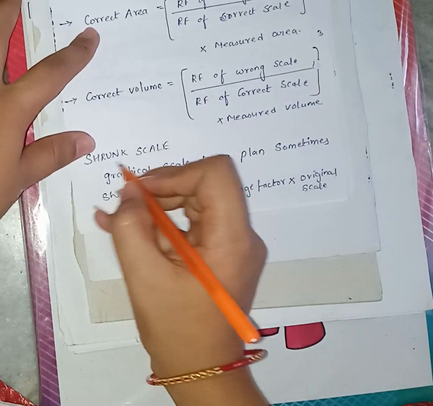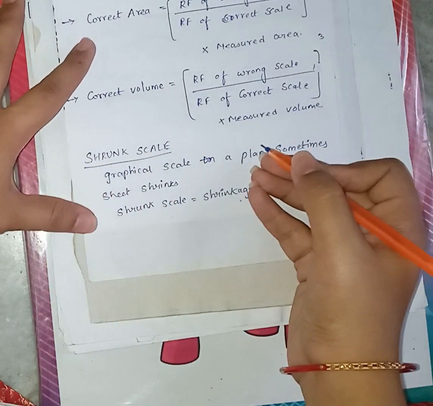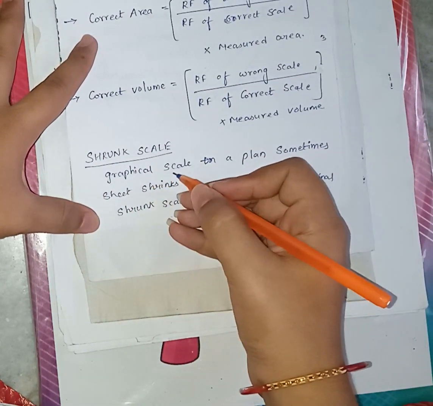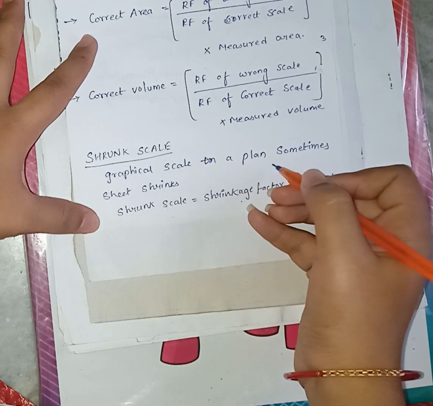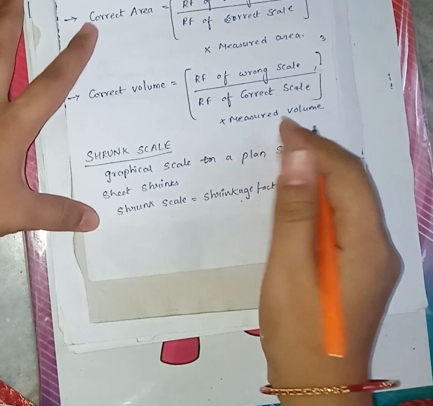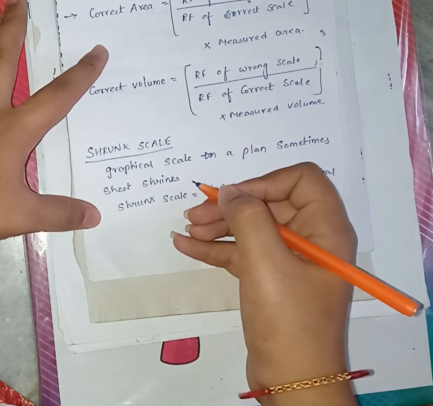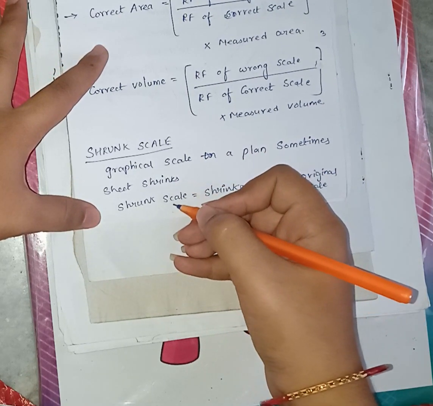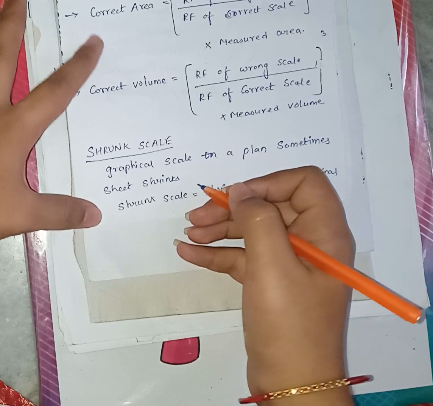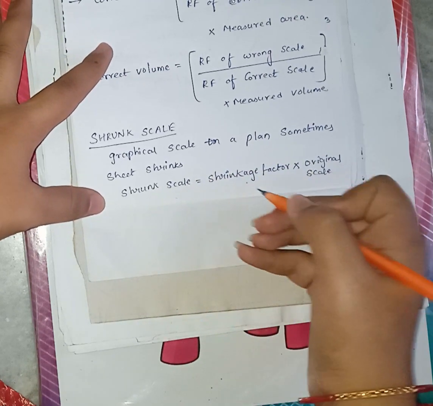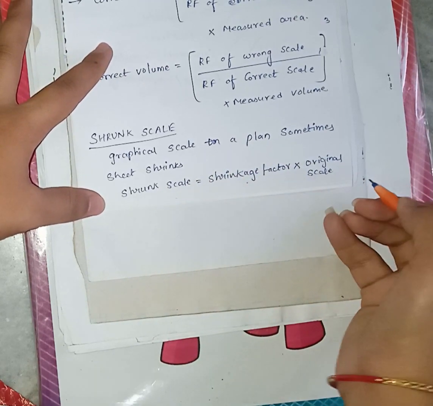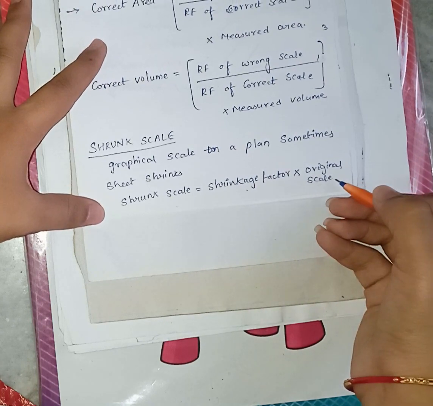Next important is shrunk scale. What is shrunk scale? Whenever we are drawing some graphical scale on a plan or a map, sometimes the sheet may shrink due to some atmospheric conditions. Whenever the sheet shrinks, we have to find out the shrinkage value. For that we use the formula: shrunk scale equals shrinkage factor into original scale.